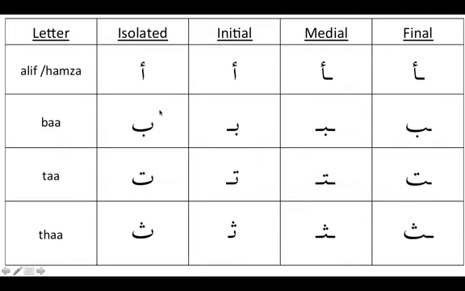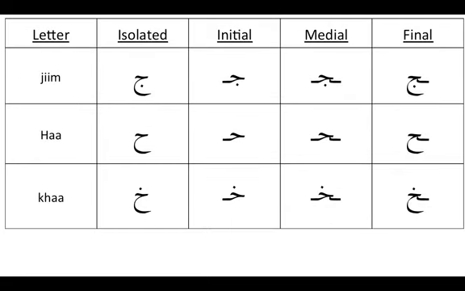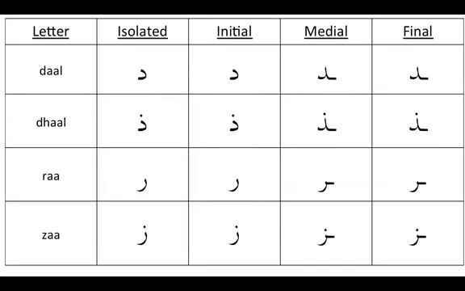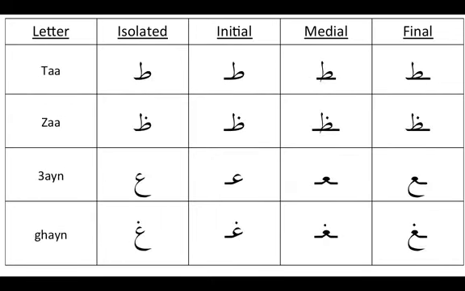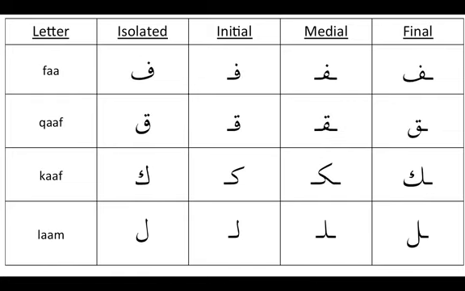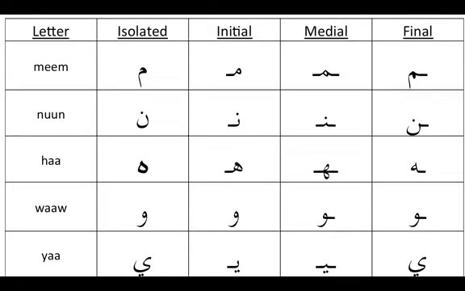So we talked about, by the way, alif, ba, ta, tha, jim, ha, kha, dal, zal, ra, za, sin, shin, sad, dad, ta, za, ain, ghain, fa, qaf, kaf, lam, mim, nun, ha, waw, ya.